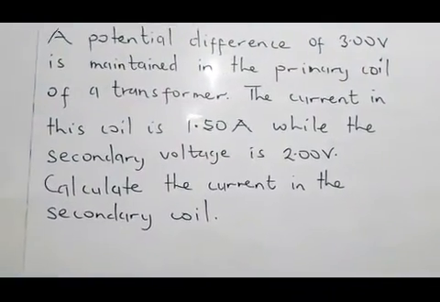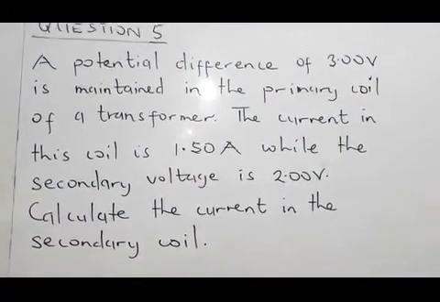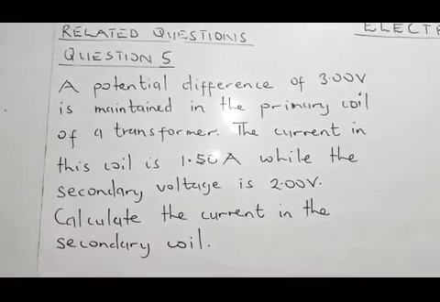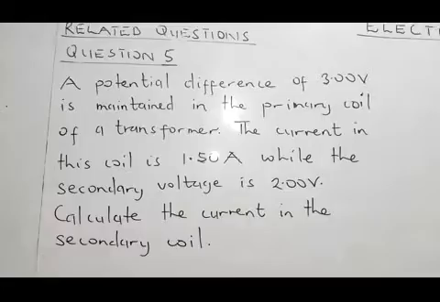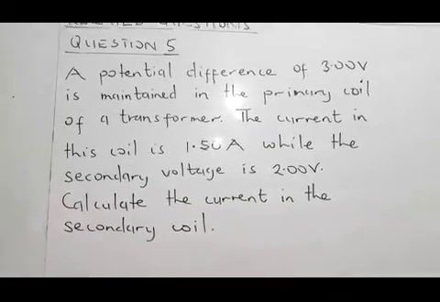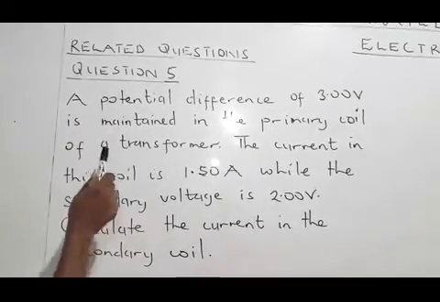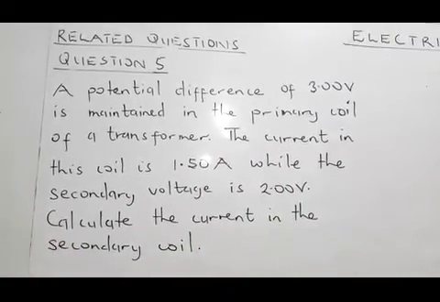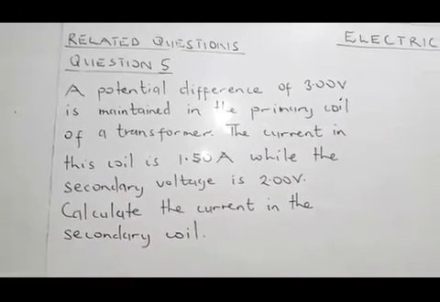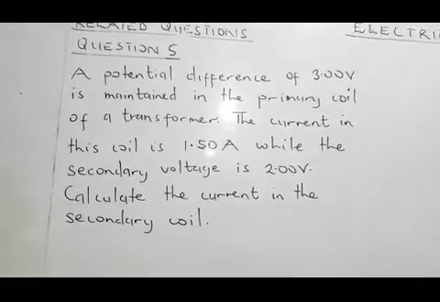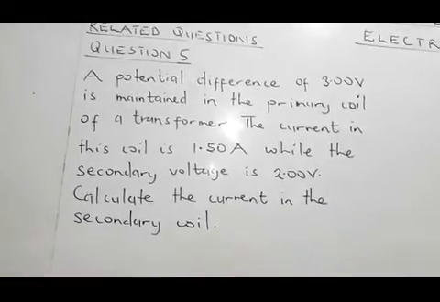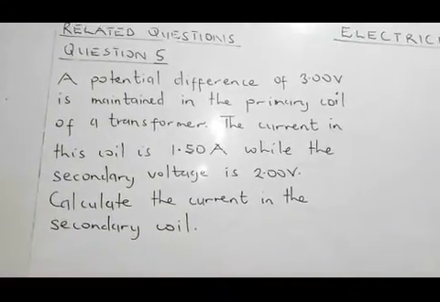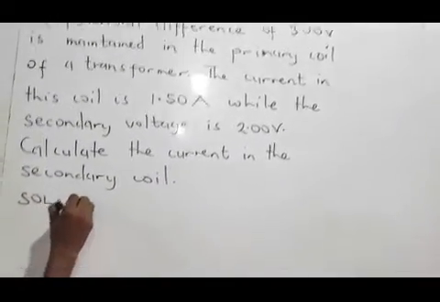Question 5 says a potential difference of 3.00 volts is maintained in the primary coil of a transformer. The current in this coil, so in this coil means making reference to the primary coil. So the current in the primary coil is 1.50 amperes, while the secondary voltage is 2.00 volts. You have to calculate the current in the secondary coil. So, solution.